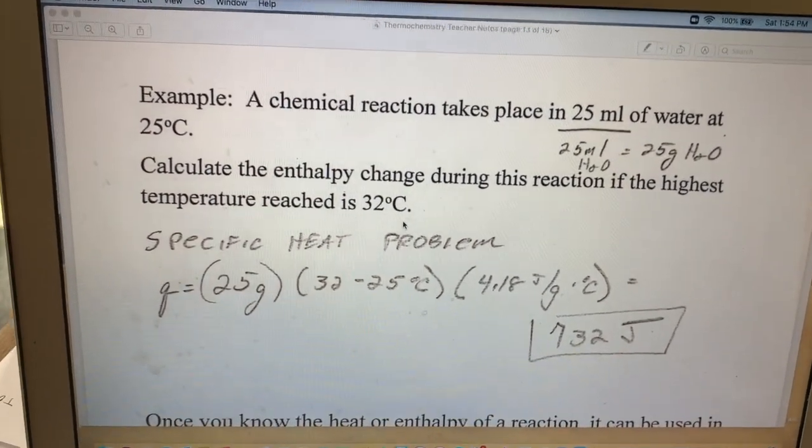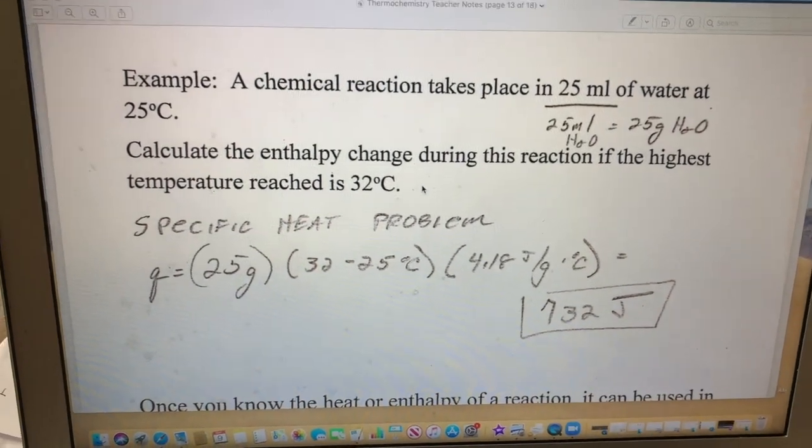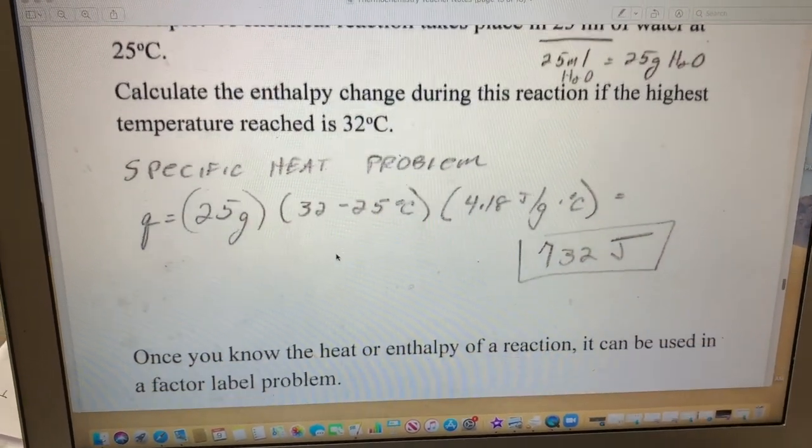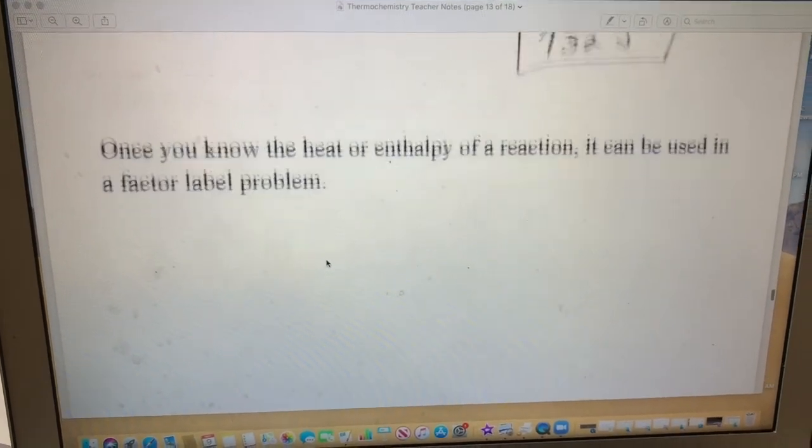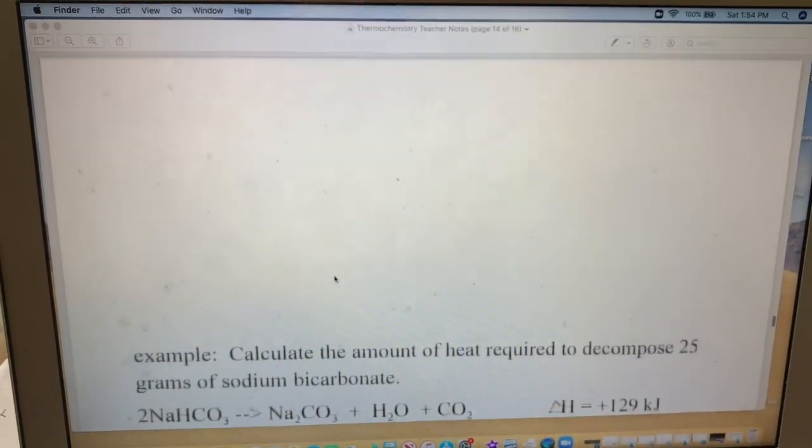And that's really a very straightforward example, but that's pretty much how calorimetry works. Using that, all right, we come up with what is known as the delta H, or the enthalpy of reaction. So let's see how we're going to use that.